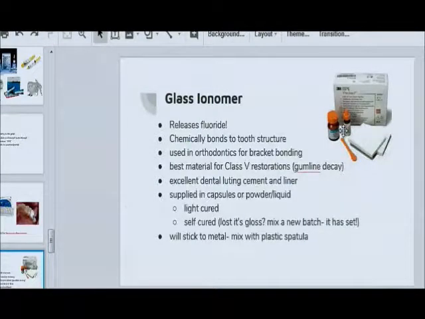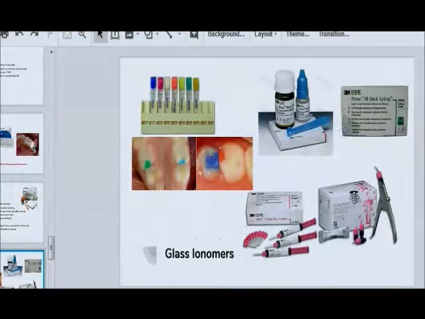Glass ionomer is a cement that releases fluoride. It's important in orthodontics and in crown and bridge, and it is really an excellent material. This is what most docs are using today, is the glass ionomer. And they come in capsules, they come in syringes that mix themselves that you just have to squish, and they do come in powder and liquid as well.